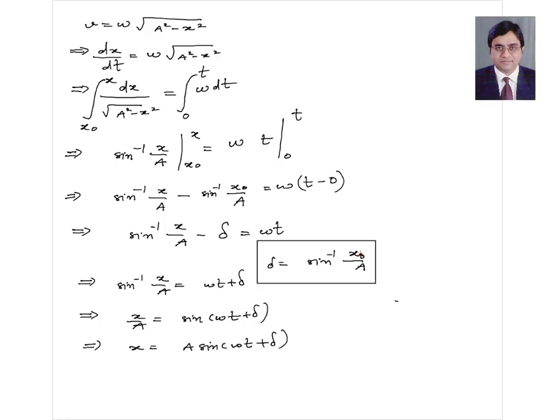So delta has to do with the initial state. Now that particle is performing SHM, right, left, right, left. It is you who presses the stopwatch. Maybe somebody pressed the stopwatch and at that instant the particle was going to the left. So many things are possible. So delta has that information in it.